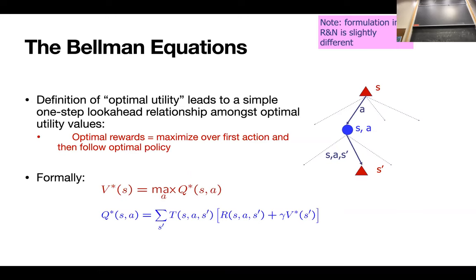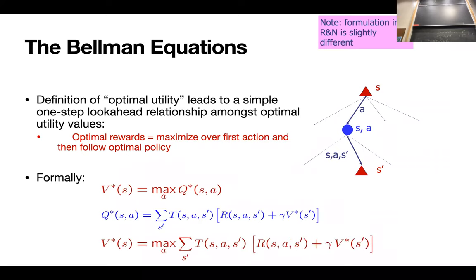Then we define the optimal Q value for state S given action A as a sum over all the possible states S prime that you can land in of the reward you get in state S prime plus the discounted value of that new state S prime. We weight these by the transition probabilities, that is, the probability of actually ending in state S prime. That's how we define the optimal Q value.